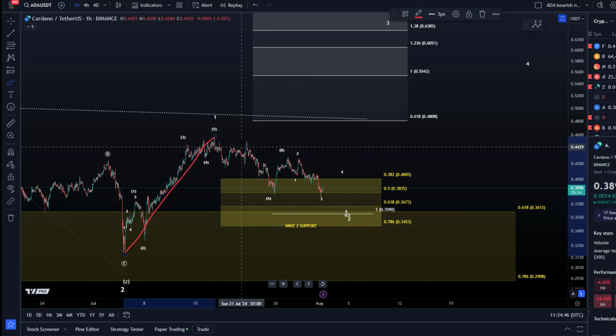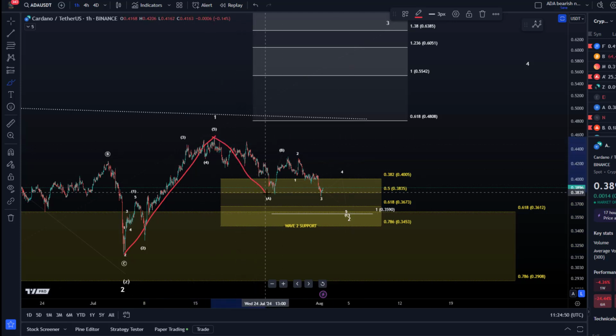Then this move down is wave 2, which is a 3-wave move normally. So wave A, wave B, and then the C wave would usually, it doesn't have to, but it would usually reach the 100% FIB extension level. And again, that points to 35.9 cents here.